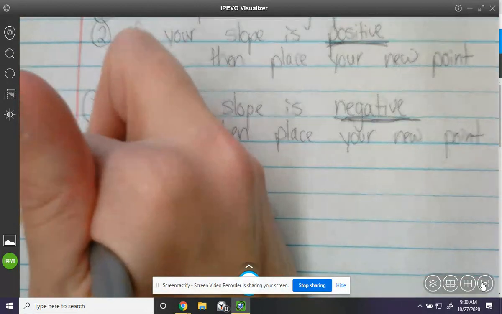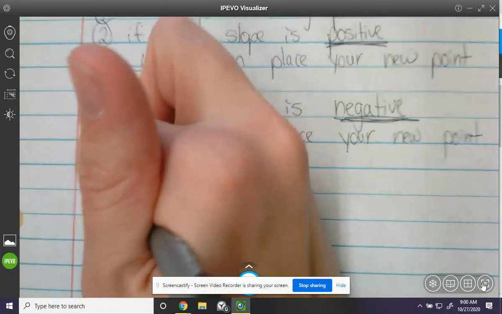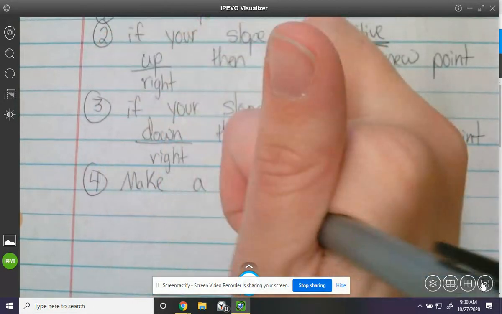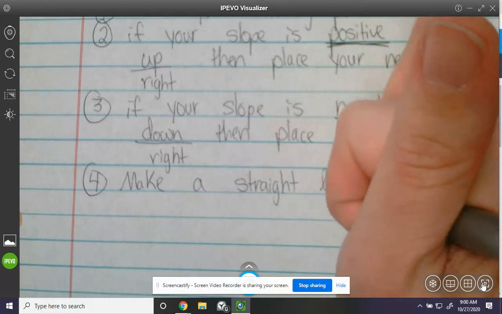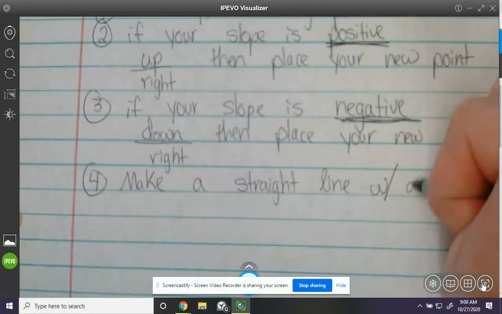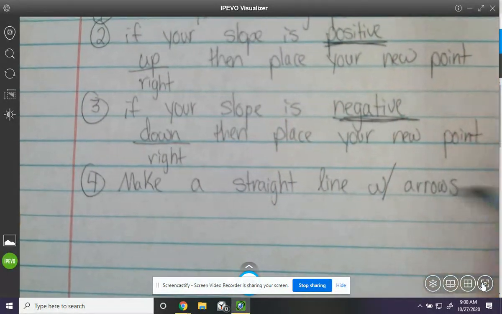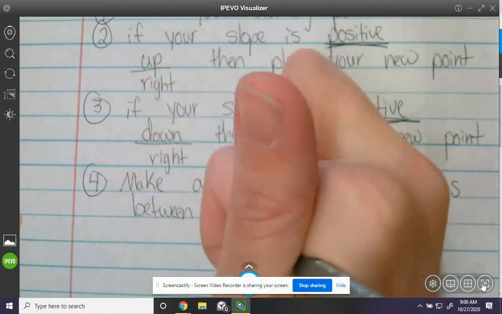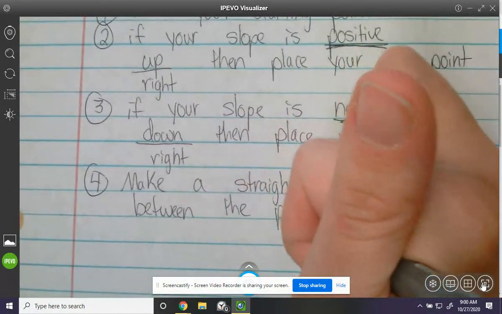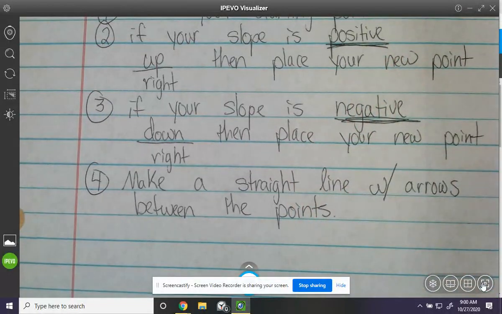Okay, the last step is an easy one. Make a straight line with arrows between the points. Okay, and that is counting your slope.